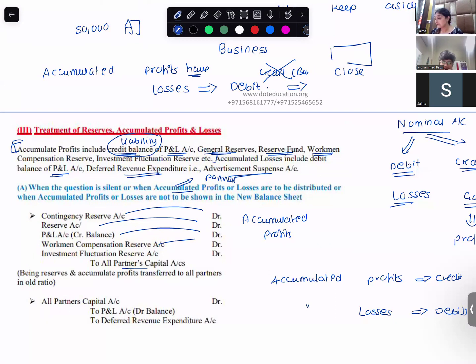Credit, I think. I didn't get this. See, the existing balance of losses is debit. When you're giving it away, so this will get cancelled. To cancel a debit, what do you do?